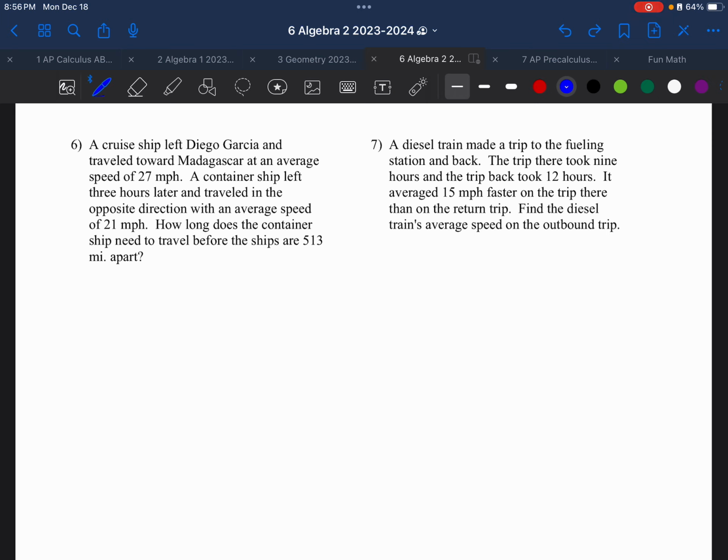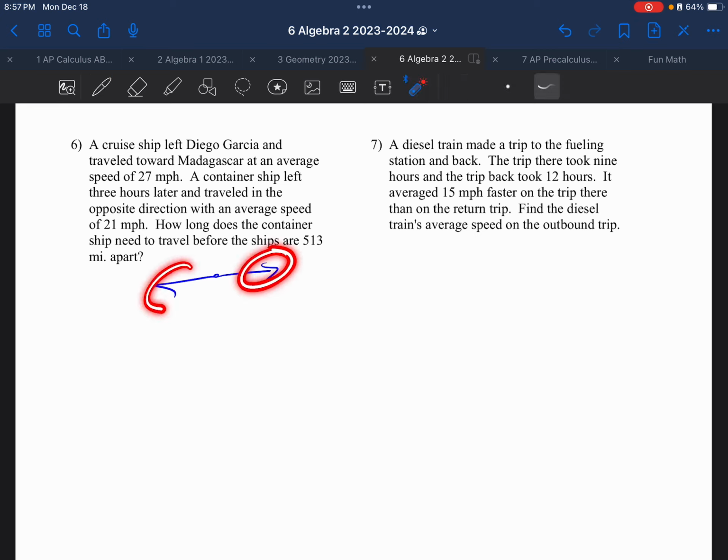A cruise ship left Diego Garcia and traveled towards Madagascar at an average speed of 27 miles per hour. A container ship left 3 hours later and traveled in the opposite direction with an average speed of 21 miles per hour. How long does a container ship need to travel before the ships are 513 miles apart? So I can tell just by the type of problem that I have, they're both starting in Diego Garcia. One is traveling towards Madagascar, and the other one is traveling in the opposite direction. So essentially I have a picture that looks like this.